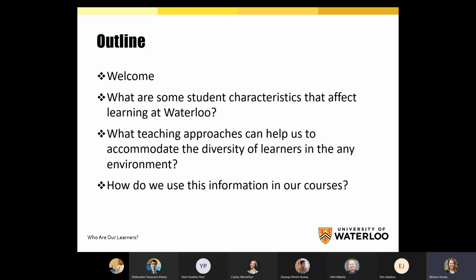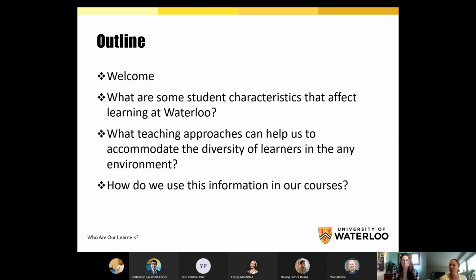You an overview of what our hour and a half together would look like. We've essentially split it into two major parts. The first part will be dealing with student characteristics that affect learning at Waterloo, so very much focusing on the student side. And then we're going to flip that coin and look at the instructor side and look at teaching approaches that we can use to help accommodate this diversity of learners we have in any environment.